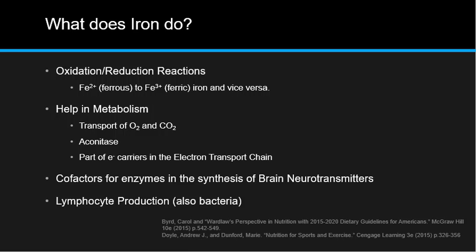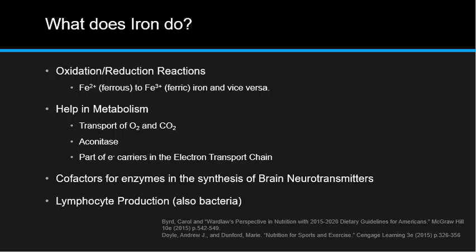Also, it helps in the electron transport chain, those lipid-bound molecules called ubiquinone and cytochrome C that help deliver electrons down the chain. Those are made up of iron as well. So as we can see, iron helps quite a bit in metabolism.